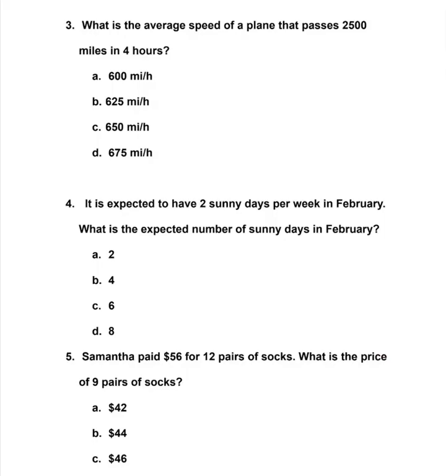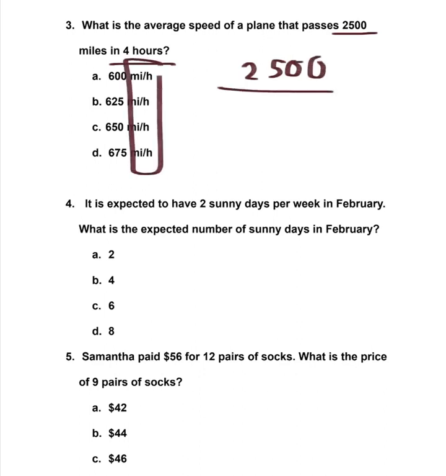Number 3, what is the average speed of a plane that passes 2,500 miles in 4 hours? So 2,500, and because all of the rates here are miles per hour, you would do divided by 4 to get per hour, which is equal to B, 625.